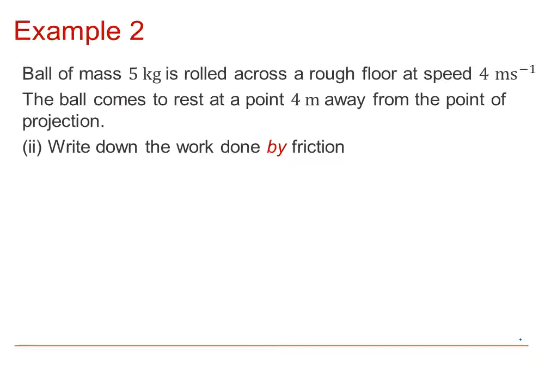So now we want to write down the work done by the resistance force. If we just think about this as a quick diagram, we've got a 5 kilogram mass. It started at 4 meters per second. It ended up coming to rest, and it came to rest over a distance of 4 meters, and it came to rest due to this resistive force, which I'll call F. And the question wants us to find the work done by this frictional force.